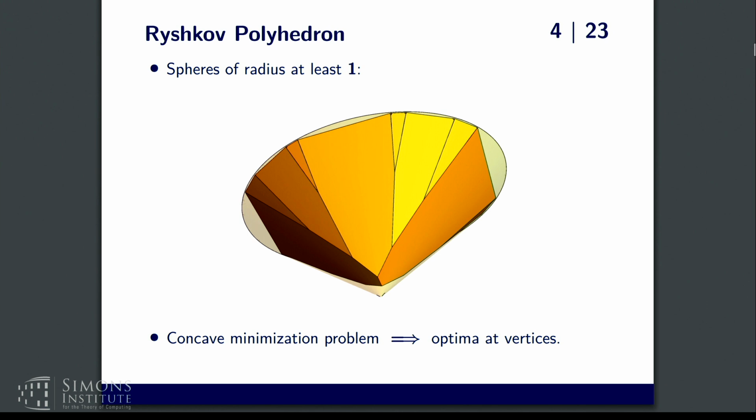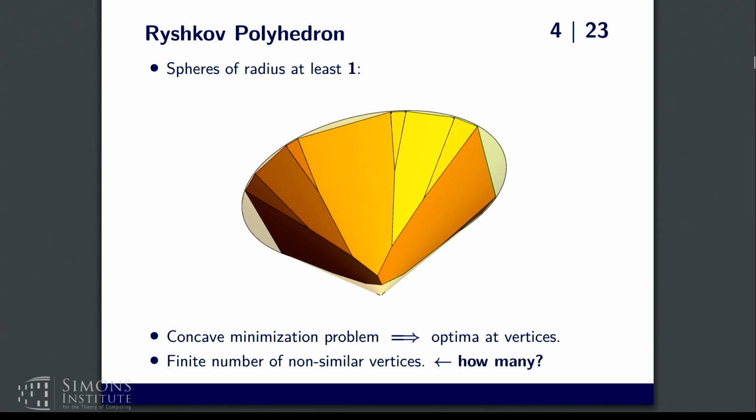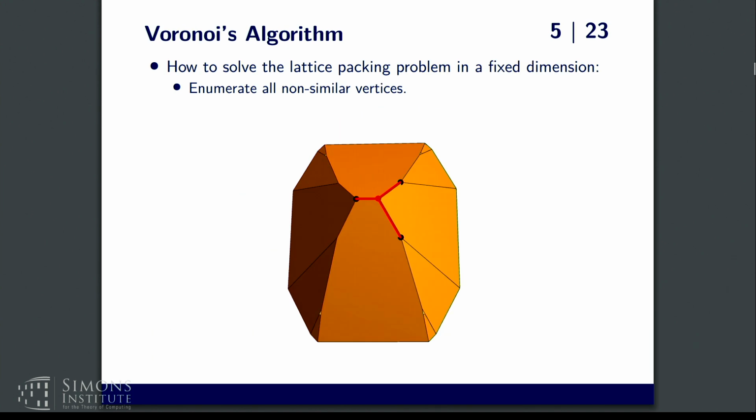But I just told you that we have an infinite number of vertices, so this doesn't seem to help that much. However, most of these vertices correspond to basically the same lattice packing. We have some notion of similarity, under which two lattice packings are basically the same. Under this notion, there are only a finite number of really non-similar vertices. So let's use this to solve the lattice packing problem in any dimension. We just fix our dimension. Later we will talk about how many of these classes we have. So how do we solve the lattice packing problem? We just enumerate all these non-similar vertices, and we pick the best one.